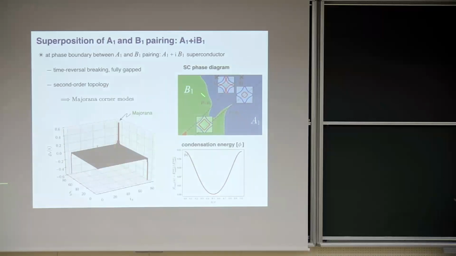Now, if we are close to this boundary between this phase A1 and B1, we can have the possibility of a coexistence phase where these 2 order parameters combine to make a compromise. There we have this A1 plus iB1 superconductor, where we find from the free energy that the minimum energy configuration is when the phase between these 2 order parameters is exactly i. And this also has interesting topology. It has a second order topology with Majorana corner states.